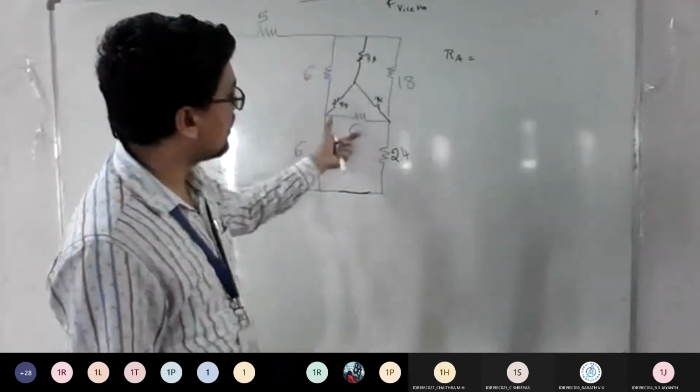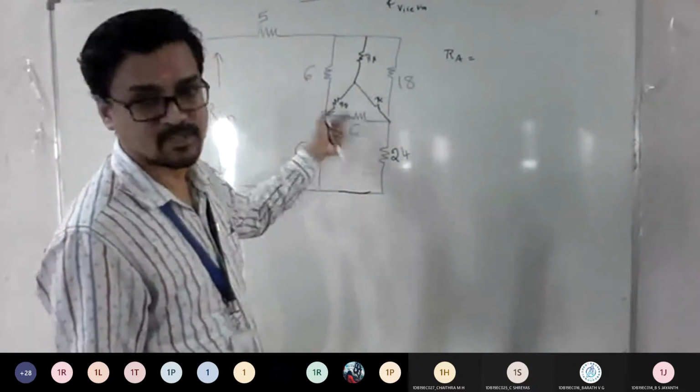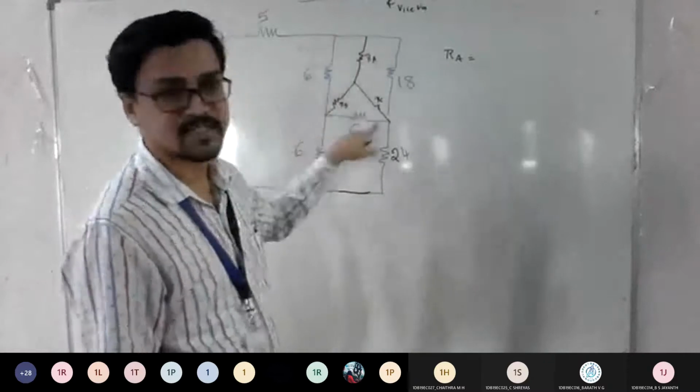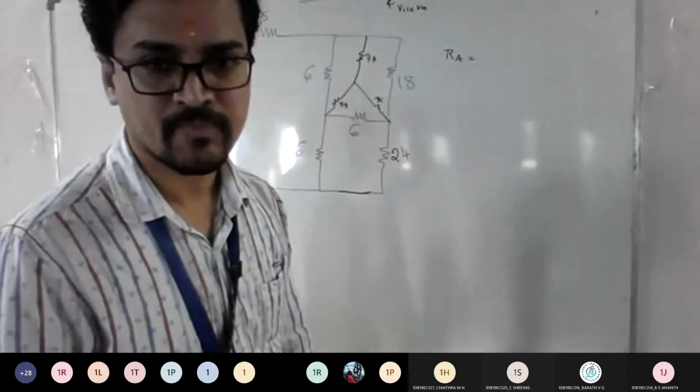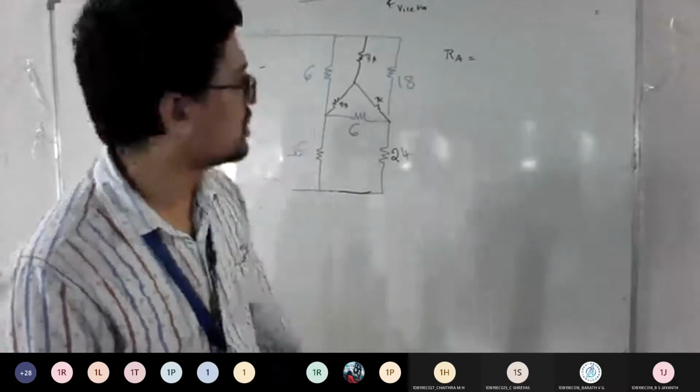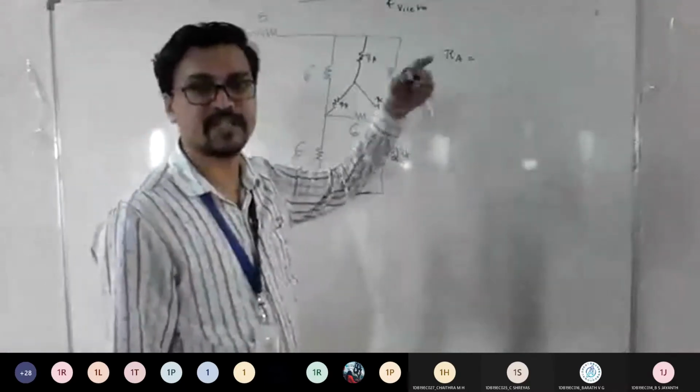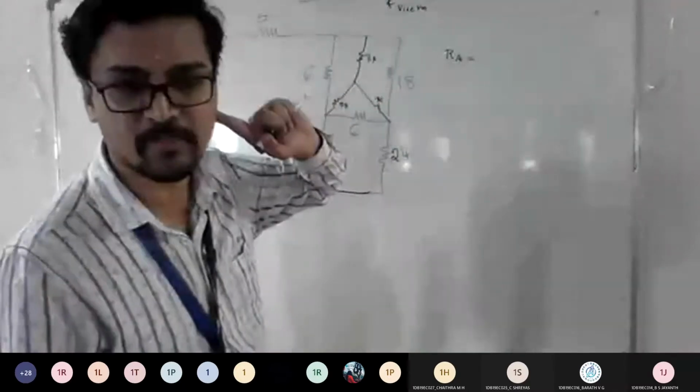RAB is this, RBC is this. So 6 into 6 divided by sum of all. Cut and draw. Is it fine? See, no need to represent the formula and all. You just need to calculate directly also, not a problem.